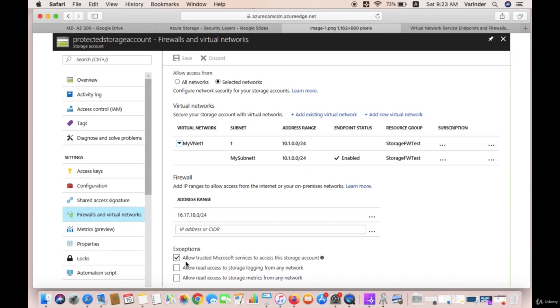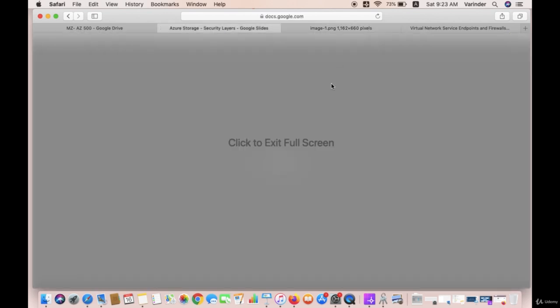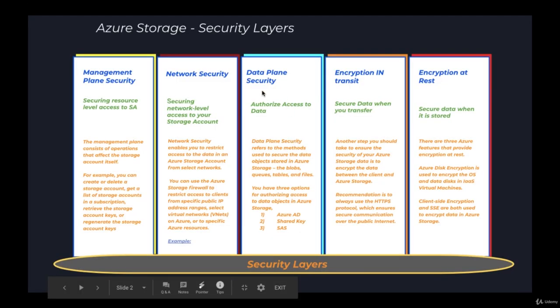There are other options like exceptions, such as allowing Microsoft trusted services to access the storage account. So there are different options with the help of which we can control which networks have access to your storage account. The third option we have is the data plane security.